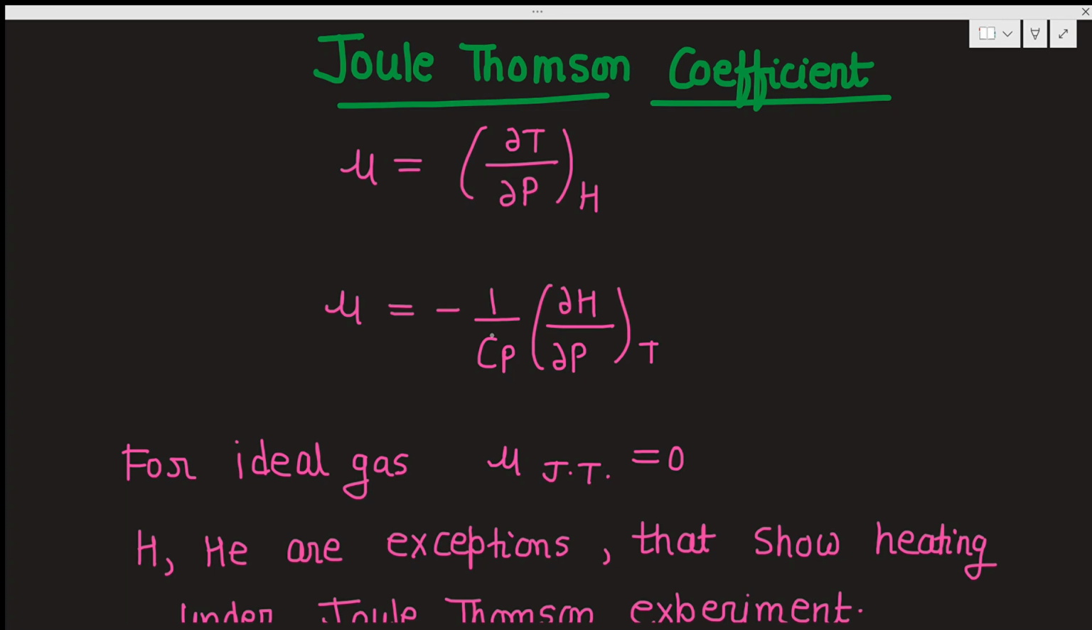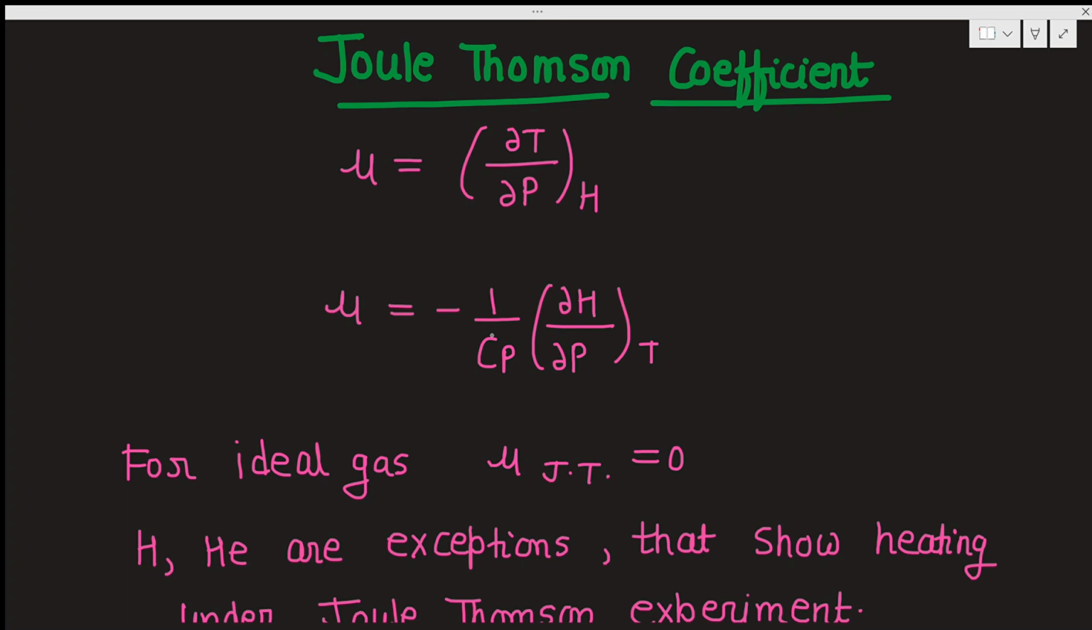See here, what is happening when you are passing a gas from a region of high pressure to a region of low pressure through a porous plug in an adiabatic system. It means where the enthalpy is constant, then what will happen? There is a decrease in its temperature. It means it will undergo cooling. This is called the Joule-Thomson effect. Okay, and it is shown by a coefficient, that is the Joule-Thomson coefficient.